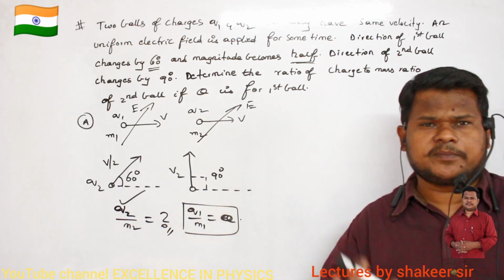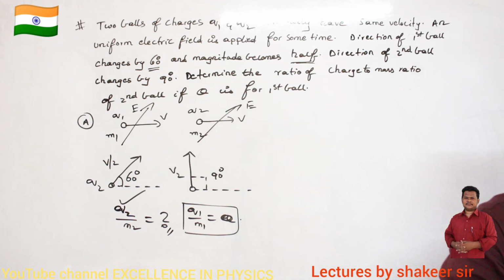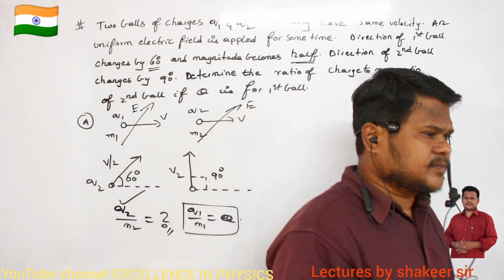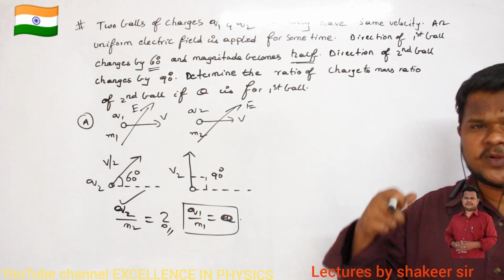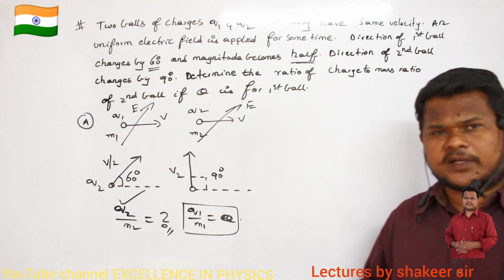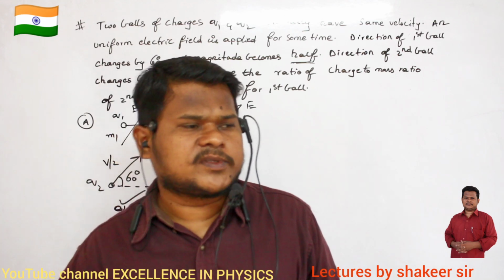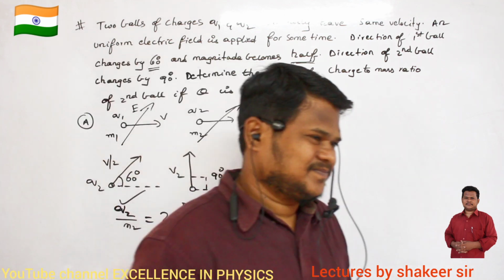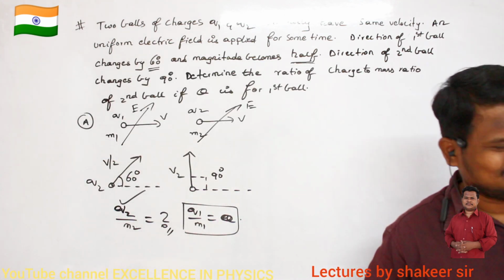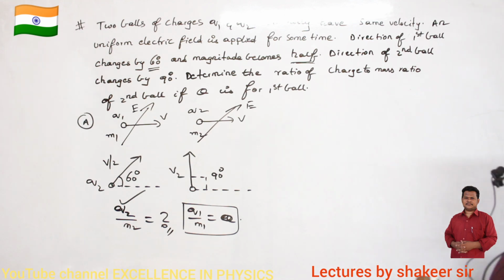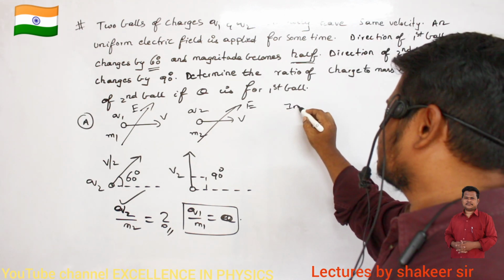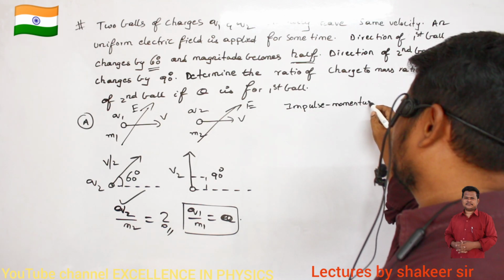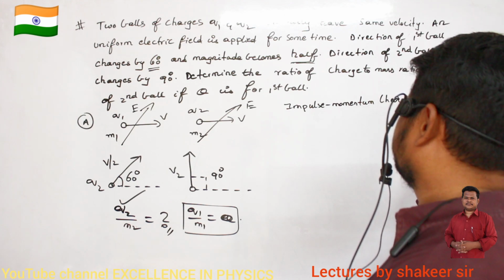Force is applied for some time. So force and time are present. Next, the velocities are changing. If velocities are changing, it means their momentum is also changing. What is momentum? Mass into velocity is called the momentum of the body. So what is the relation between force, time and momentum? We can solve this by the theorem called the impulse momentum theorem.